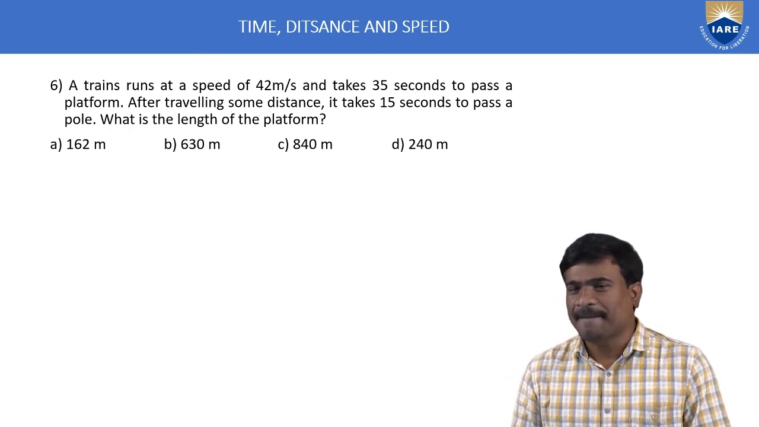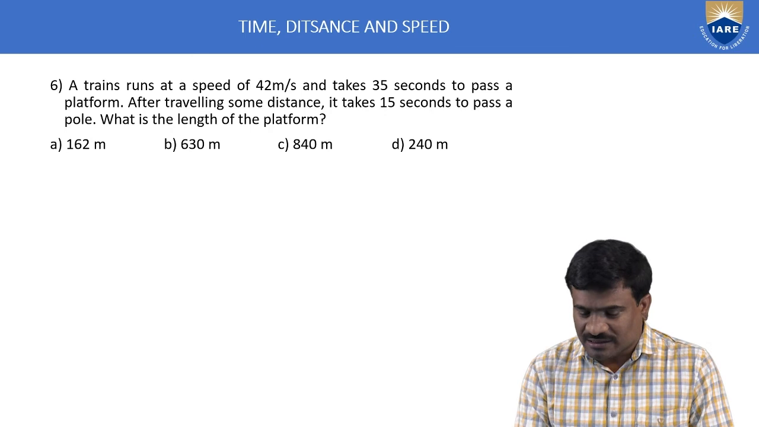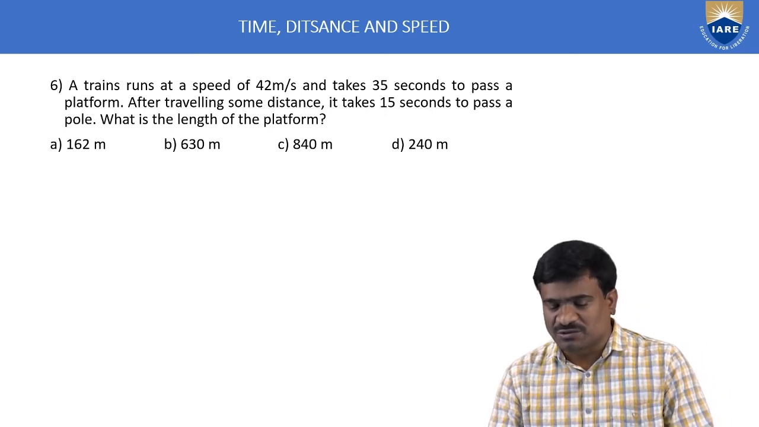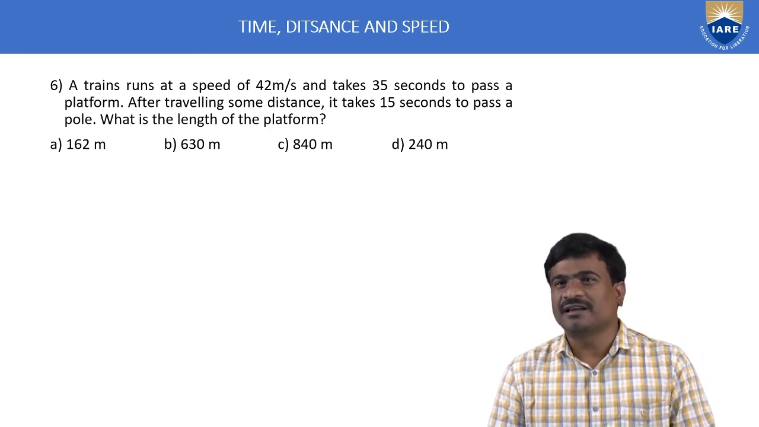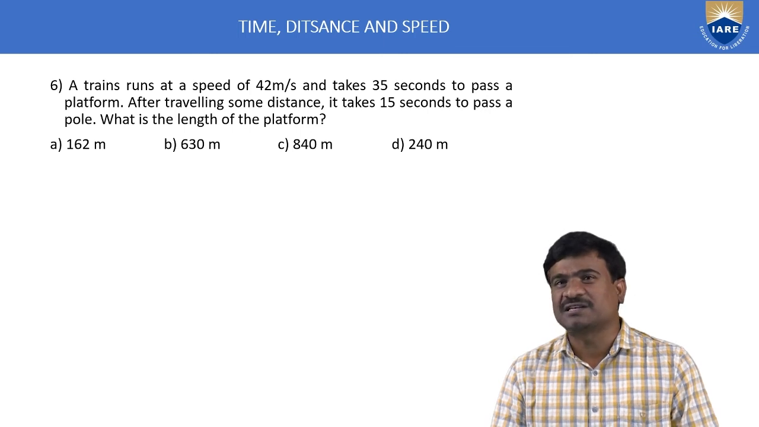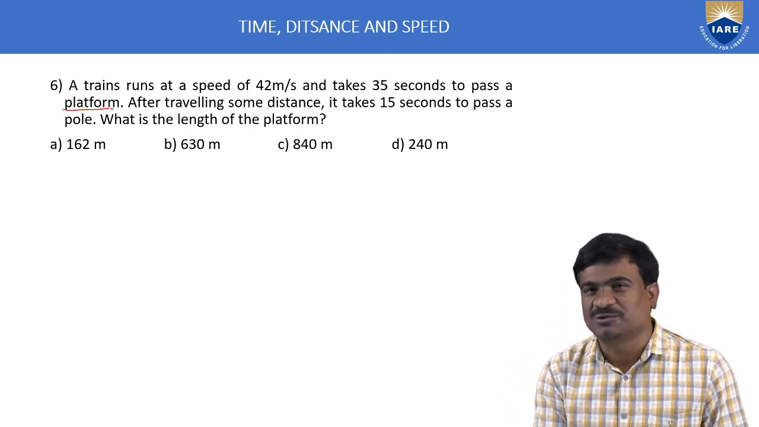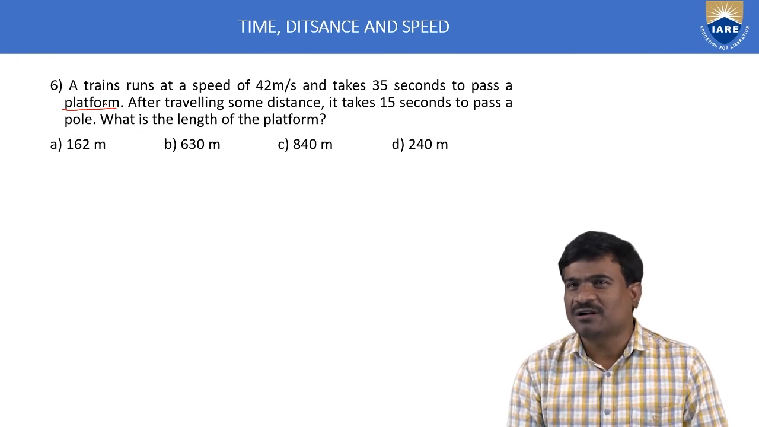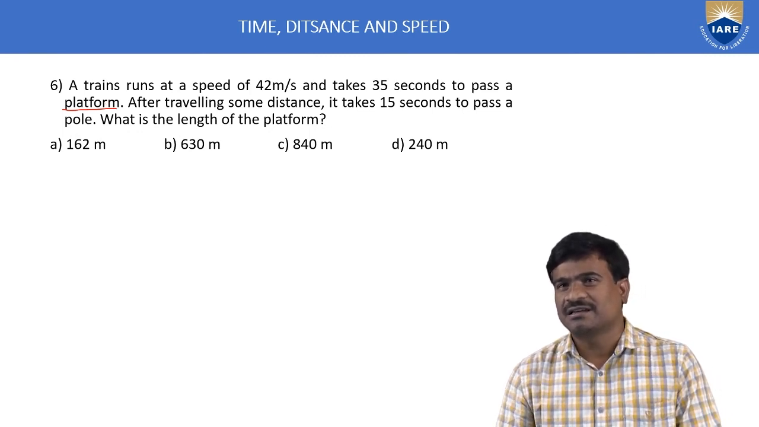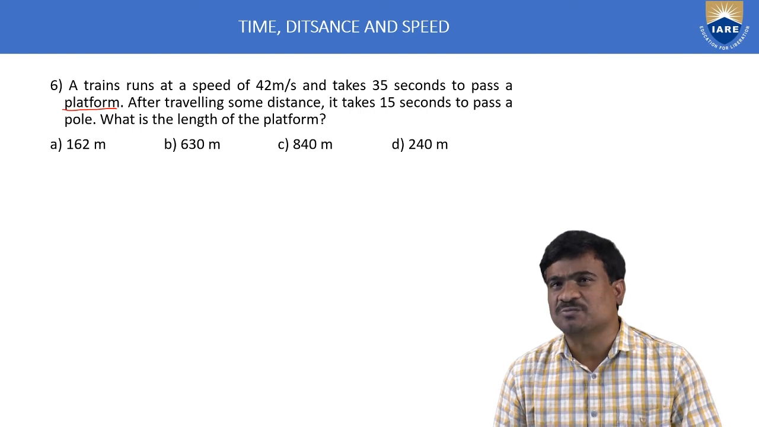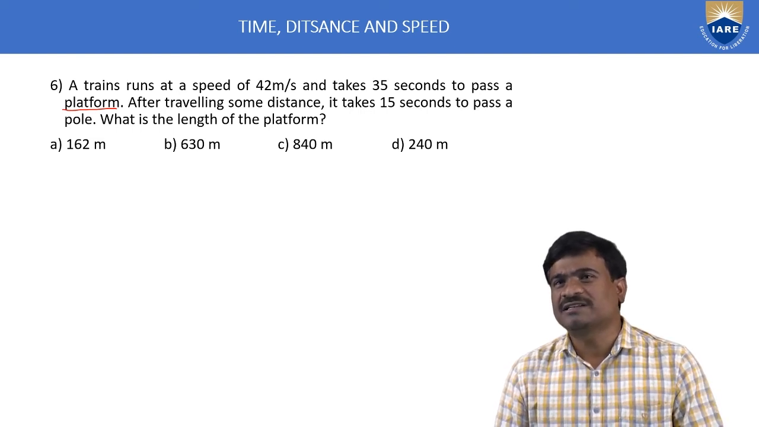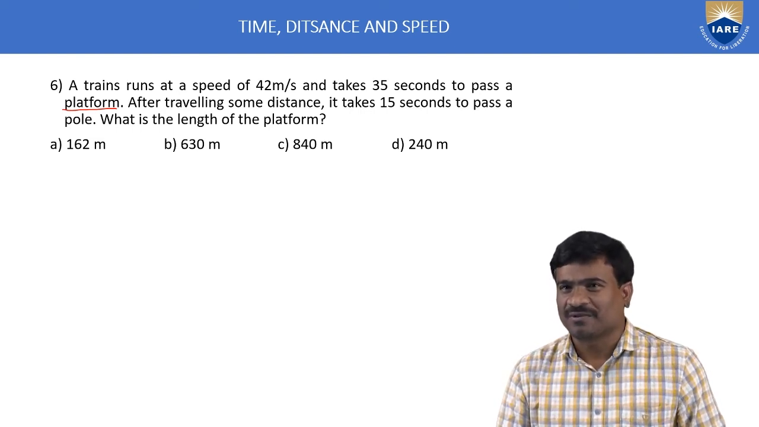First, the information: a train runs at a speed of 42 meters per second. It takes 35 seconds to pass a platform. A platform is called a stationary object. After traveling some distance, it takes 15 seconds to pass a pole. What is the length of the platform?